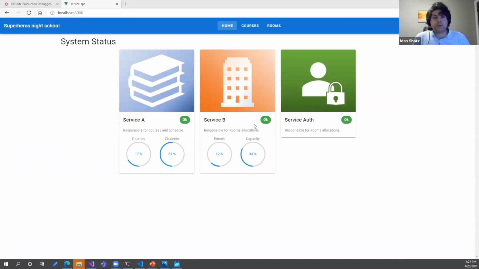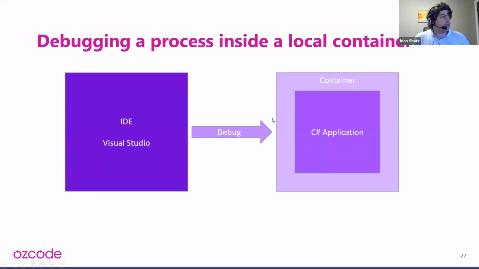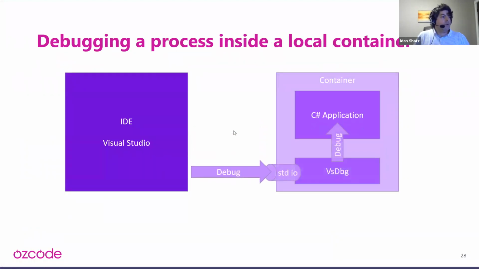So let's summarize what we see so far. If you want to debug a container inside Visual Studio, what Visual Studio will do for you is install VS Debug on your container and connect to it through STDIO, and start communicating through that to debug your application. Any questions so far about that? No? We're all good? We're good.